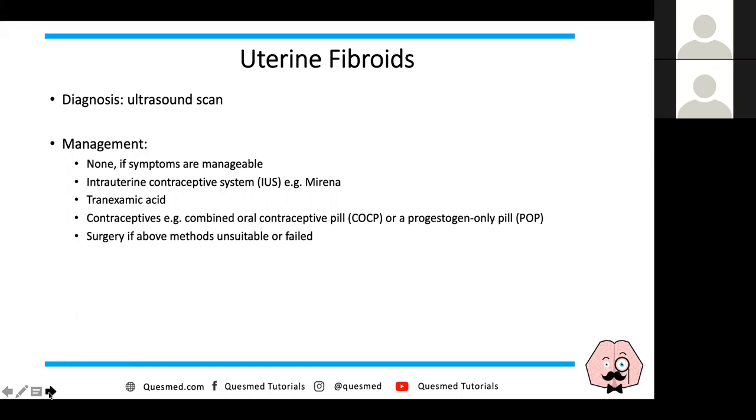And if all else has failed, we can think about surgery. So we can have a uterine artery embolization where they physically embolize the uterine arteries, so there's no longer so much blood flow going to the endometrium. We can do a myomectomy, so that is physically chopping out the fibroids. Or in severe cases, we can do a full hysterectomy, so chopping out the whole uterus. In many cases, fibroids are asymptomatic, and if they're not causing any bother or if their symptoms are manageable, we don't need to do any specific treatment.